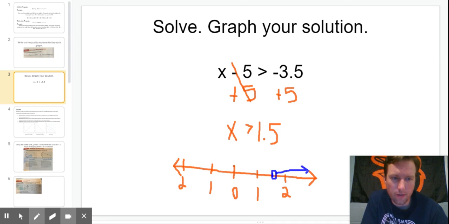Now it's your turn. Today, I'm going to have you solve problems just like this, where you're going to be using addition and subtraction and then graphing your inequalities.